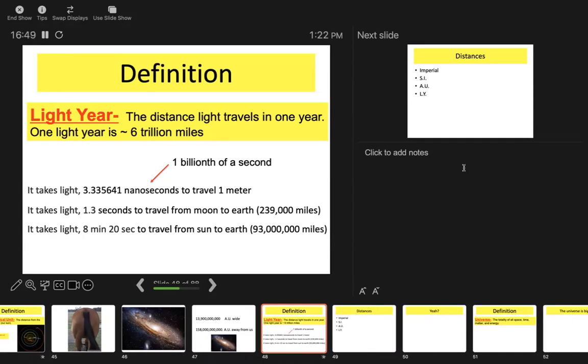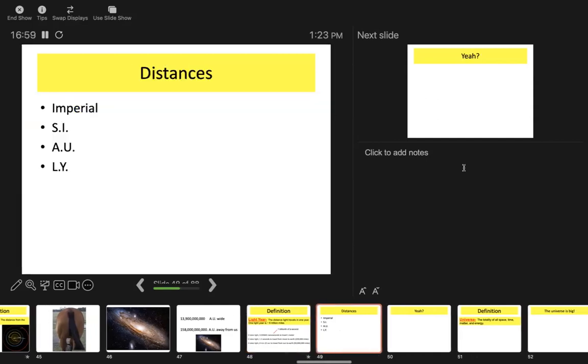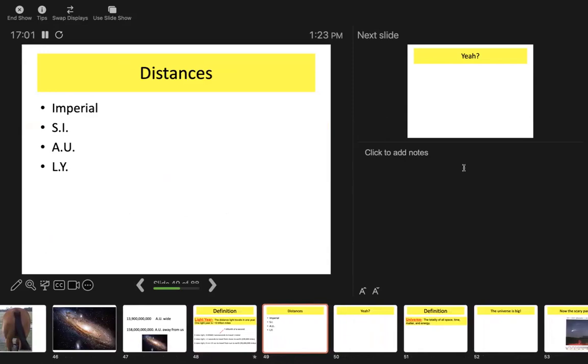If we want to talk about Pluto, which is way far out there and which we've had spacecraft visit, I don't know what it is for Pluto, but we can calculate that. It's a while. So here are the 4 distances you need to be familiar with: imperial, miles; SI, meters and kilometers; AU, 93 million miles or 150 million kilometers; and light years.